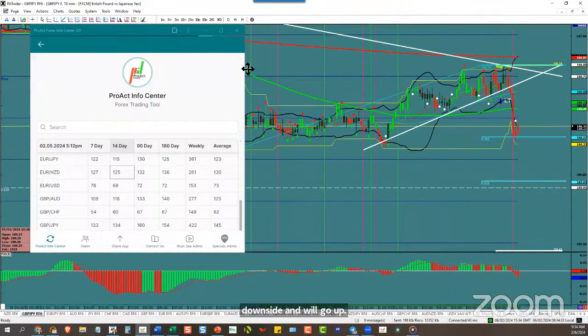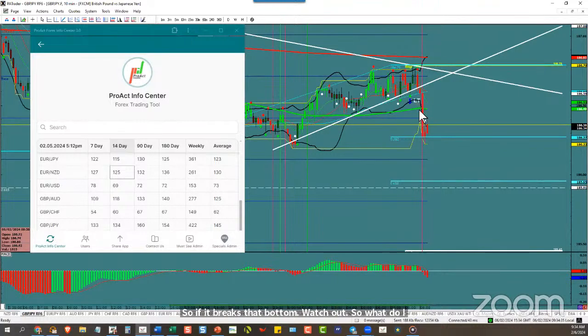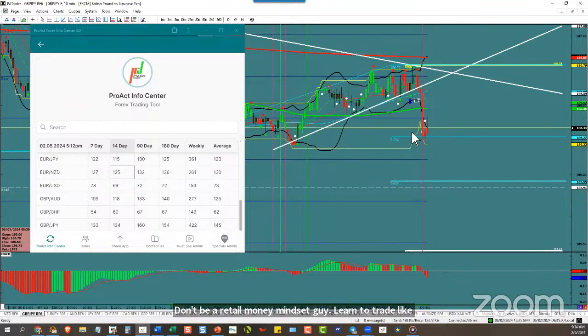So what do I need to do here? If you're in these live trades, you need to get to break even. Well, why don't you just take that off? Am I going to get to 35 pips by taking that 12 off? No, I'm going to hurt my average. Yeah, but you got 12 more pips than you had before. That's not trading, that's gambling. That's retail money mindset. Don't be a retail money mindset guy. Learn to trade like the bankers. They're watching that dollar index like a hawk.